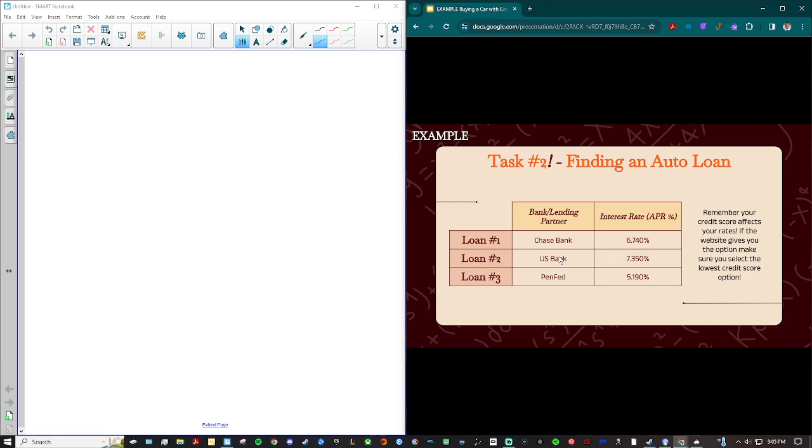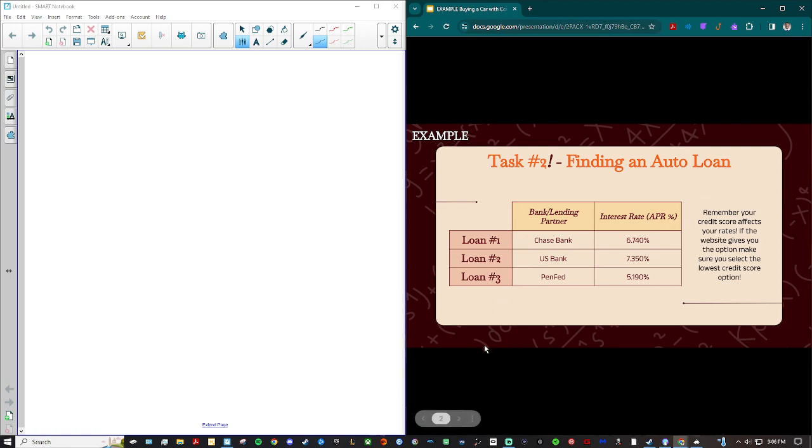After you do that, you're going to use the links provided in order to find actual loans that you could use to purchase your car. Because coming out of graduation, you probably won't have the money to purchase an entire vehicle. So here I just made these up, but I have 3 loans I'm choosing. Here is where I'm getting my loans from. Make sure you choose 3 separate banks or lending partners. And then each one has an interest rate. A lot of times the sites will call them APR percentages. So if you see APR, they're talking about the interest rate.